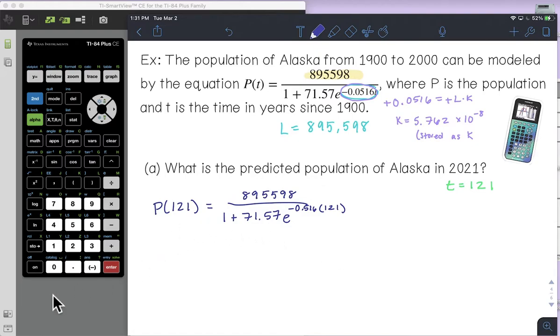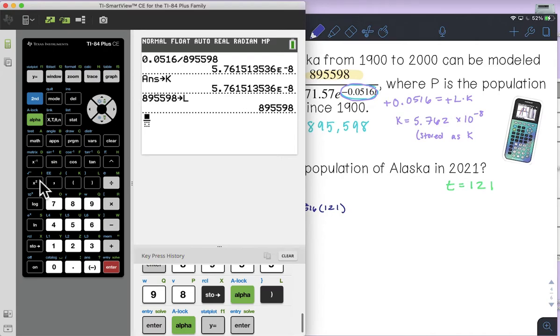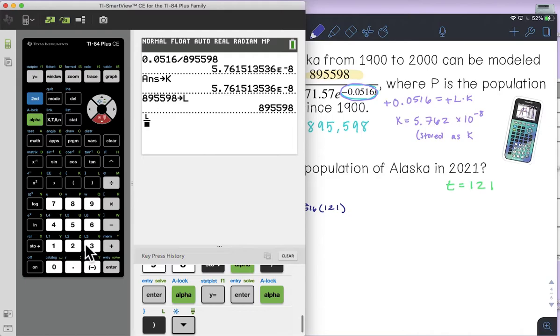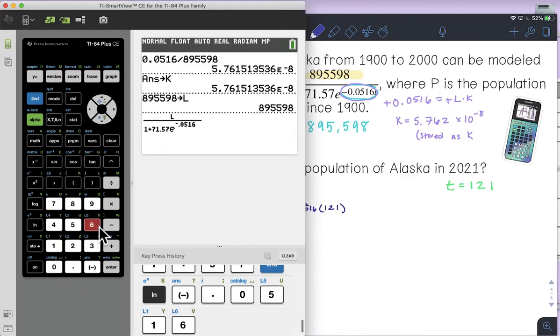So I'm going to go over to my calculator. I'm going to set up a fraction by going alpha y equals. I don't want to type that number in again, so I'm going to hit alpha L, so it pulls that up. And then I have 1 plus 71.57 times e raised to the negative 0.0516. Just realized I forgot that 0 when I wrote it down. Move the decimal point there. There we go. Times 121.